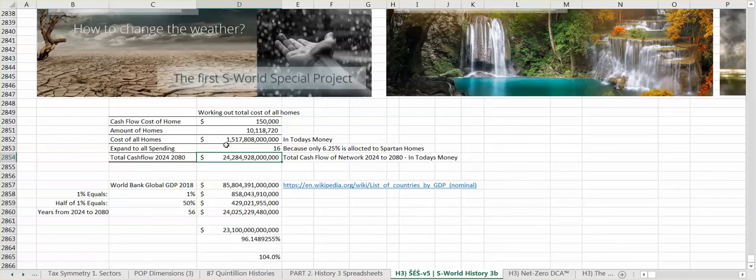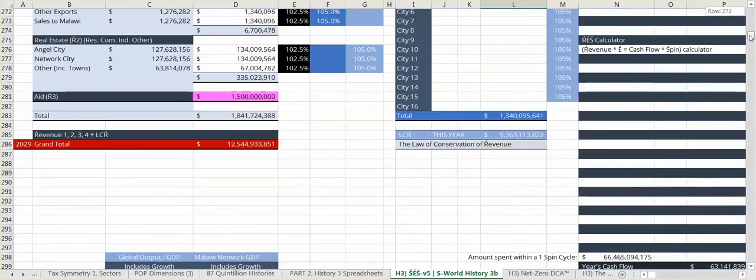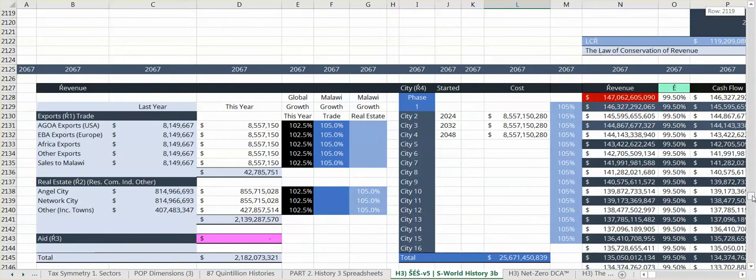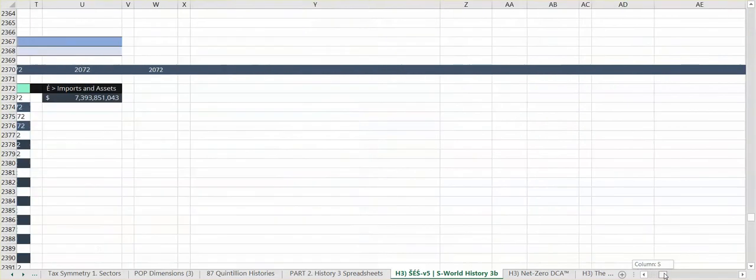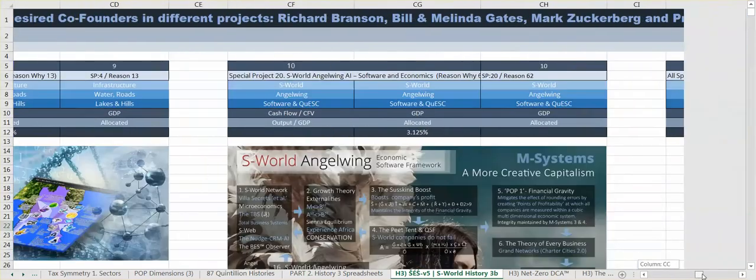And the bottom line is, for Malawi, which is our hypothesis country, between 2024 and 2080, they're going to end up with, I think that's 24, yeah, it's $24 trillion. Now, there's a double check here, because this particular spreadsheet is possibly the main spreadsheet of this whole collection. We can see it. It's intense, and there's a lot of it as well. It goes to the right, and it applies to special projects.